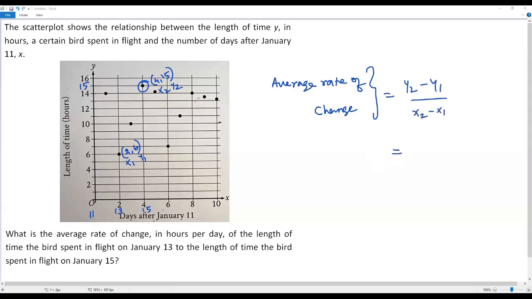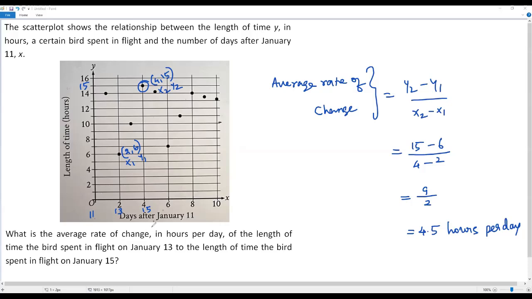So here what is the value of y2? y2 is 15. We have over here negative. The value of y1 is 6. And what is the value of x2? It's 4. And what's the value of x1? It's 2. Okay, when I subtract 6 from 15 over here in the numerator, I'm getting 9. 4 negative 2 in the denominator is just 2. 9 over 2 is 4.5 hours per day.